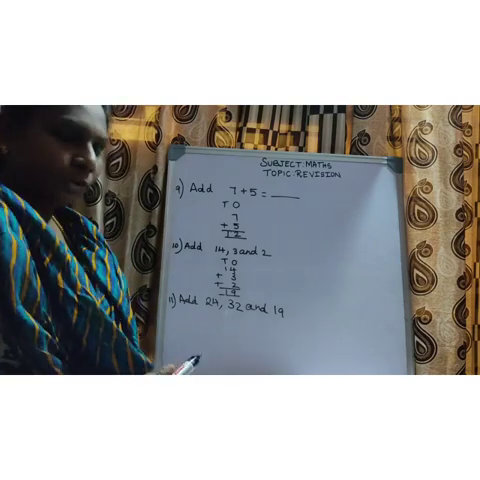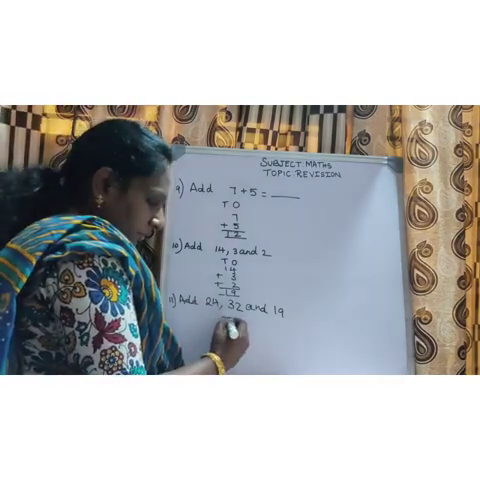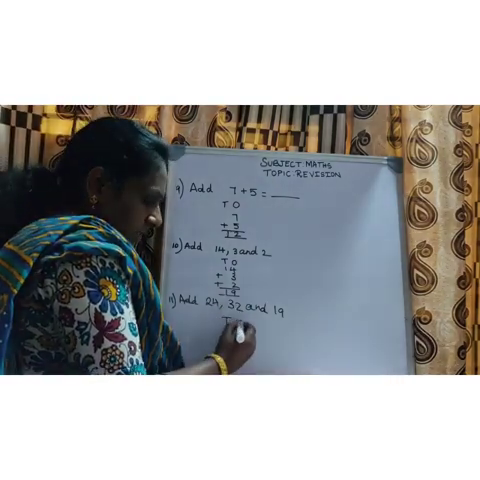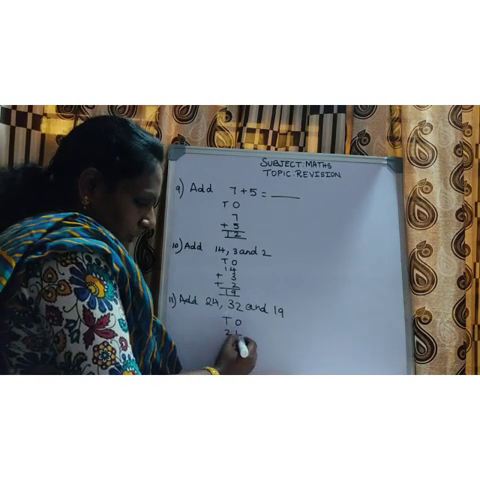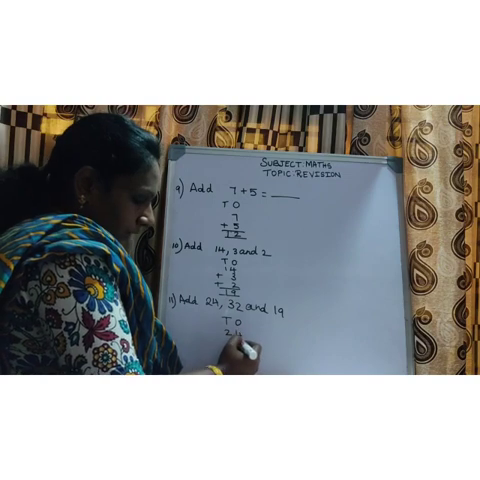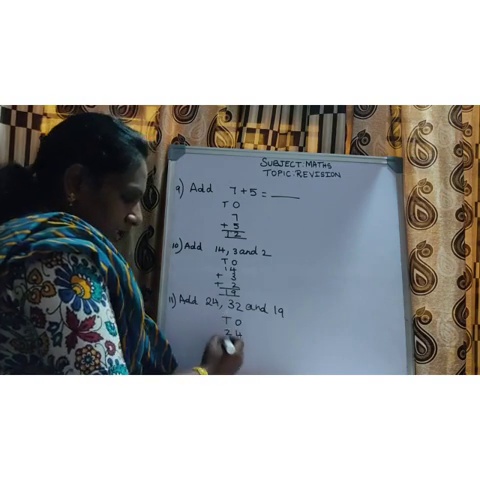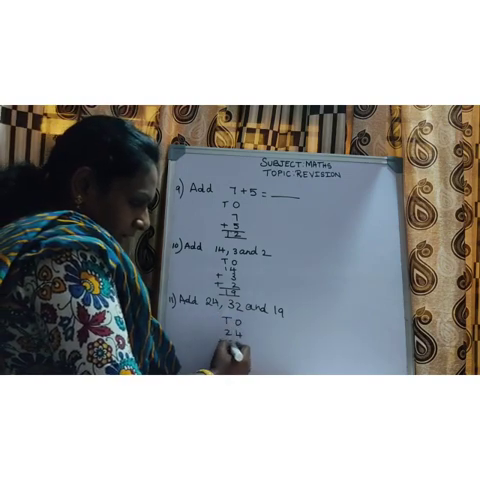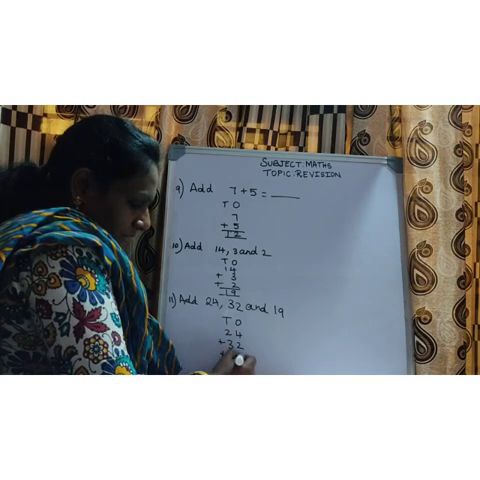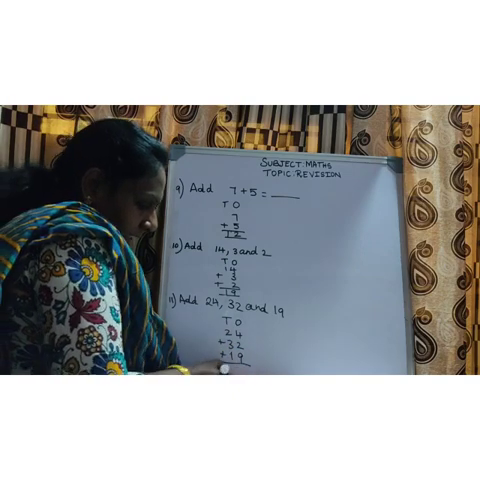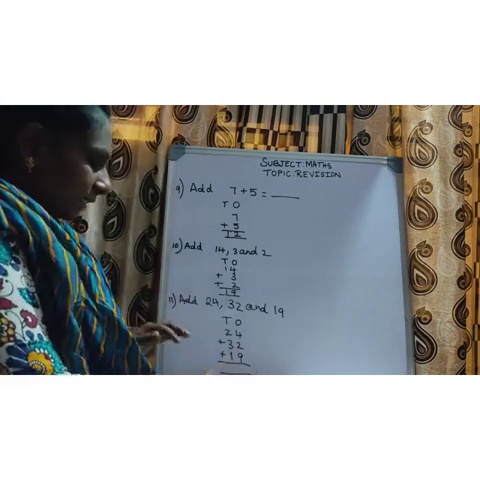The next one is add 24, 32 and 19. First step, children, you have to arrange the number, that is tens, ones. First number is 24. Write 2 below tens place and 4 below ones place, plus the next number, 32: 3, 2, plus the next number, 19. So arrange, then add. Then after that you can click the answer.